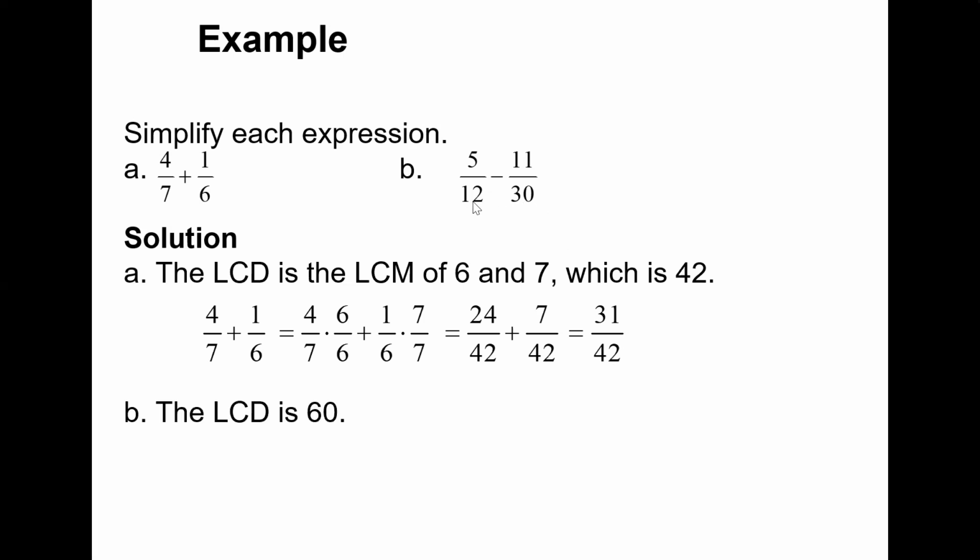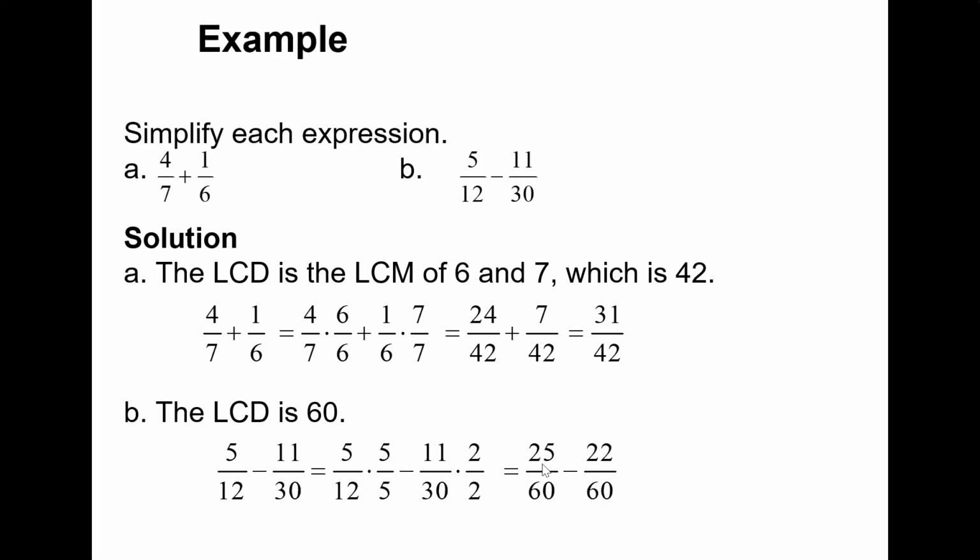Okay. Now for the second one, here we have 3 times 4 and 3 times 5. So it's going to be 3 times 4 times 5, which is going to give us an LCD of 60. And so to get that one, we're going to have to multiply what? We're going to have to multiply by 5 over 5 here. And here we're going to have to multiply by 2 over 2. And so that's going to give us 25 minus 22. And that's going to give us what? That's going to be 3 over 60.